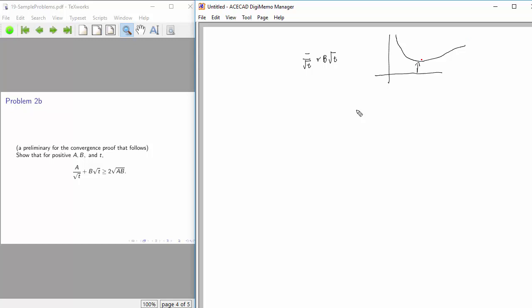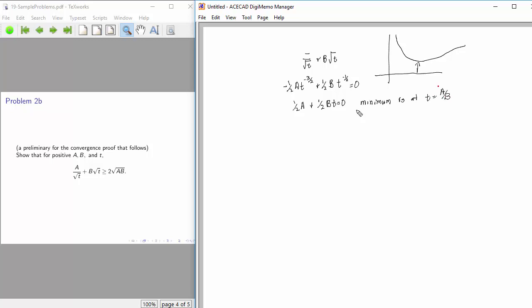I differentiate and get minus 1/2 a t to the minus 3/2 plus 1/2 b times t to the minus 1/2, and I set that equal to 0. Multiplying through by t to the 3/2, minus 1/2 a plus 1/2 bt is equal to 0, and that means the minimum is at t equals a over b.